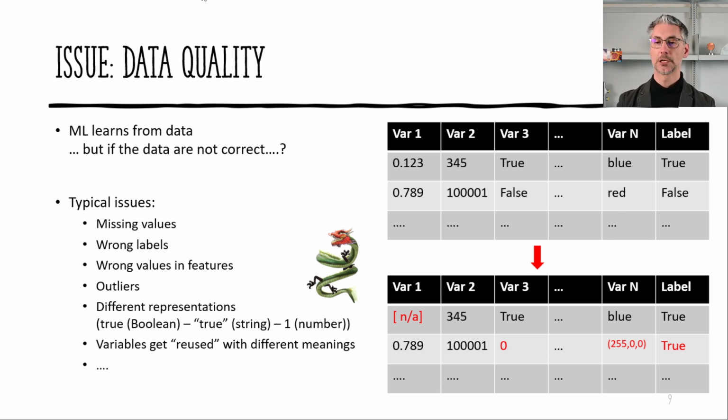Another critical issue is data quality. We already said machine learning learns from data, and we already said we assume the data are correct. But what happens if they are not? There are typical issues we can illustrate here in the case of tabular data. For example, we could have missing values or wrong labels or wrong values in the features or outliers. Or we could have different representations of the same thing, for example, true as a boolean versus true as a string versus 1 as a number. Or what often happens in practice is that variables get reused with different meanings. This is very difficult to catch.